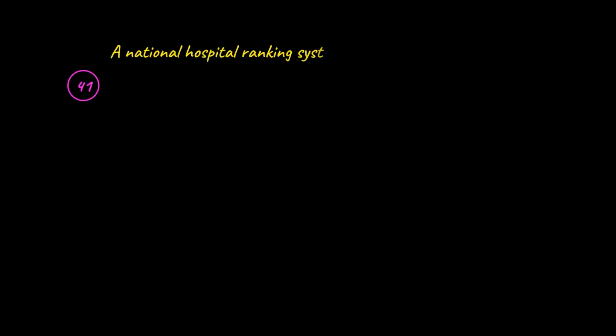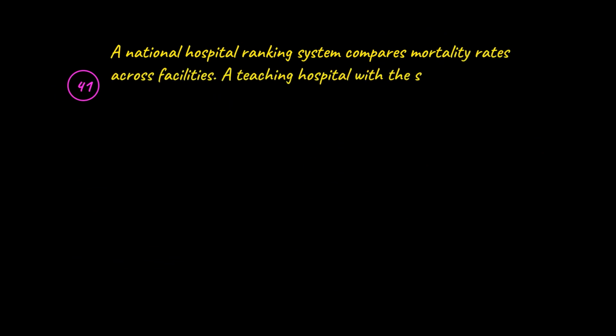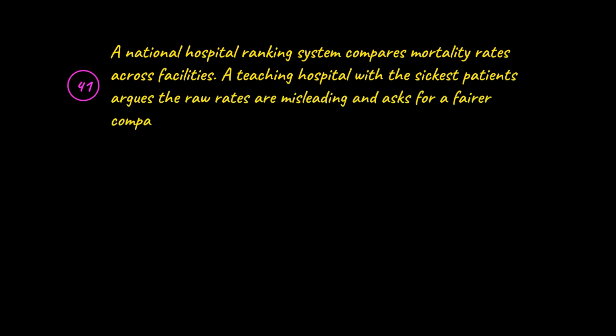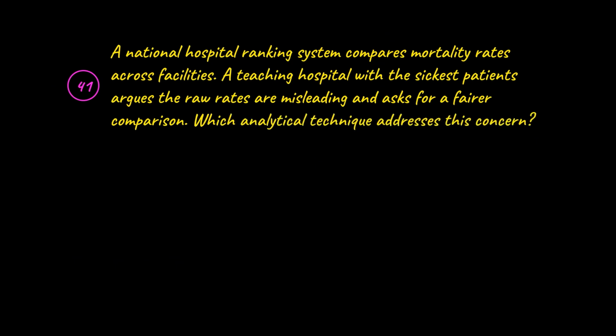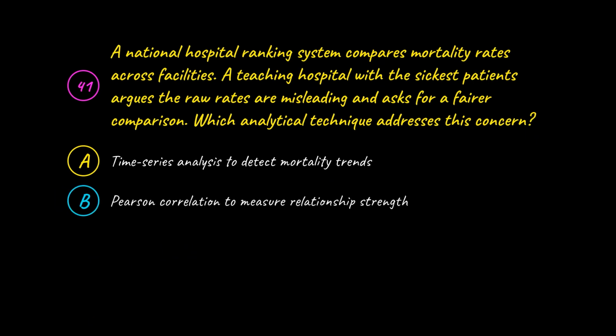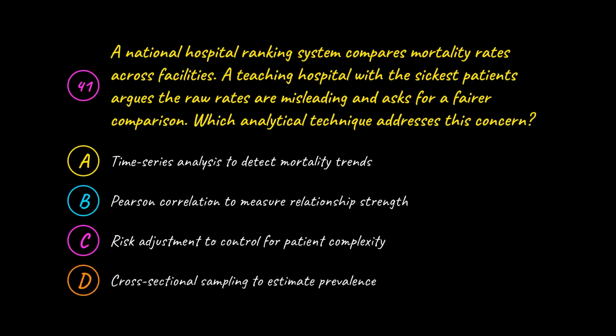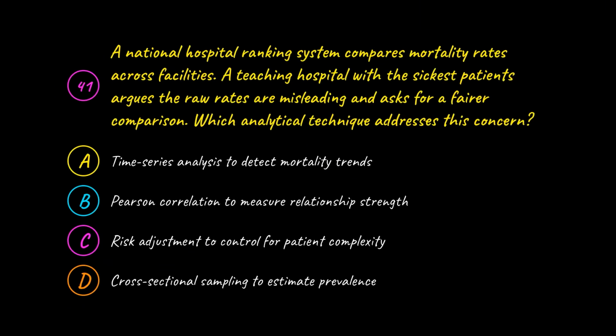Question 41. A national hospital ranking system compares mortality rates across facilities. A teaching hospital with the sickest patients argues the raw rates are misleading and asks for a fairer comparison. Which analytical technique addresses this concern? Your options are A. Time series analysis to detect mortality trends. B. Pearson correlation to measure relationship strength. C. Risk adjustment to control for patient complexity. D. Cross-sectional sampling to estimate prevalence. Which one is it? Pause the video if you need more time.